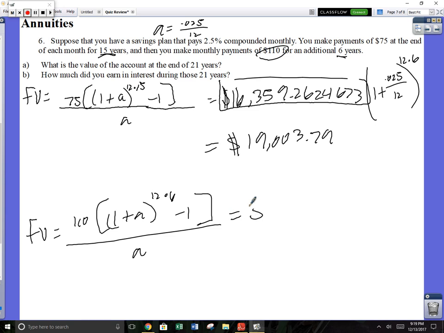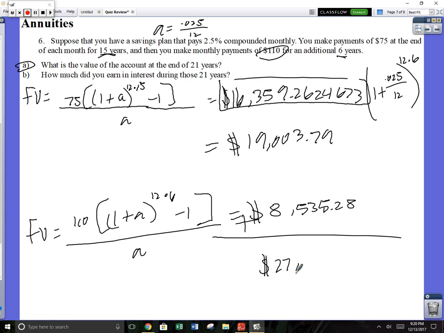And this is going to give me 8 grand, $535.28. Alright, so A, the value of that account at the end of those 21 years is going to be my 19 grand plus my 8 grand. If I add those together, I am going to walk away with $27,539.06.